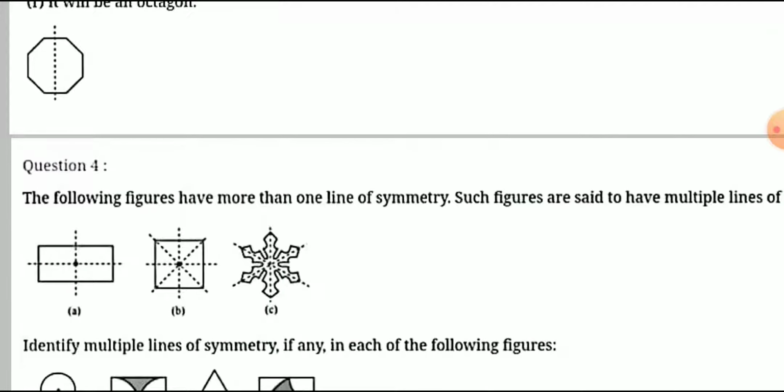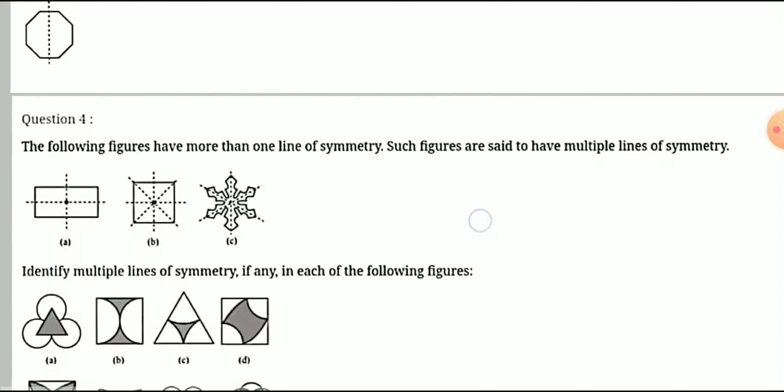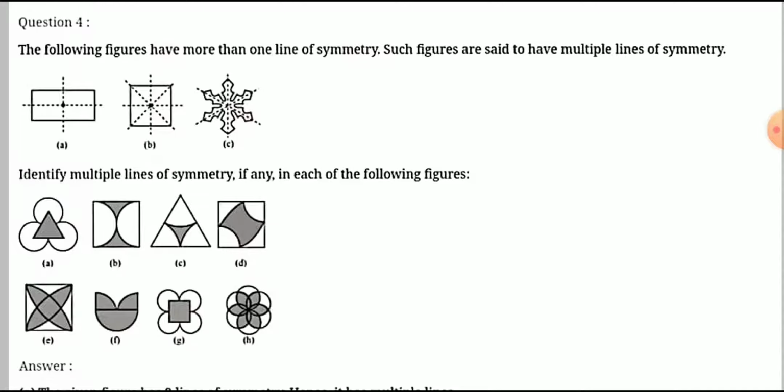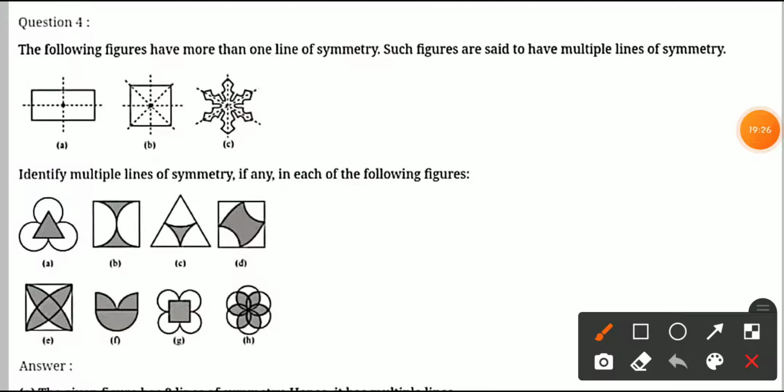In question number 4, the following figures have more than one line of symmetry. Such figures are said to have multiple lines of symmetry. Identify the lines of symmetry, if any, of these. So see in this, lines of symmetry: 1, 2, 3. It contains 3 lines of symmetry. Every time it starts from this middle point to the vertex. Always match these points.